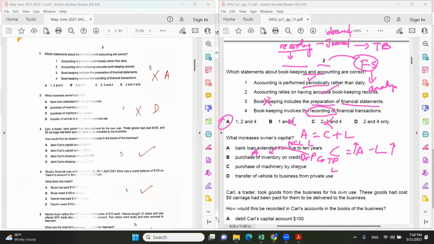Purchase of machinery by cheque: debit non-current asset, credit bank. Non-current asset increases, bank decreases. Both are under assets, one increases, one decreases. No effect on the capital. Transfer of a vehicle to the business from private use: the moment you see private use, this is additional capital. So double entry: debit vehicle, credit capital. When you credit capital, this is an increase. So capital increases.